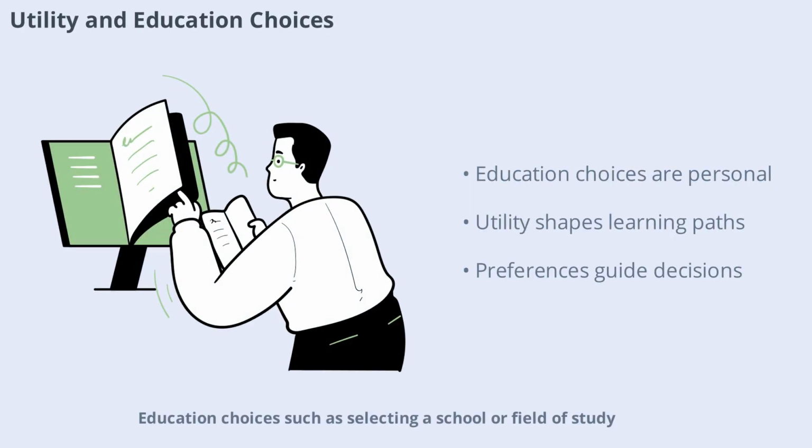Education choices, such as selecting a school or field of study, are shaped by utility and preferences. People consider factors like career prospects, personal interests, and social environment when making these decisions. Understanding these preferences helps educators and policymakers design better educational systems.